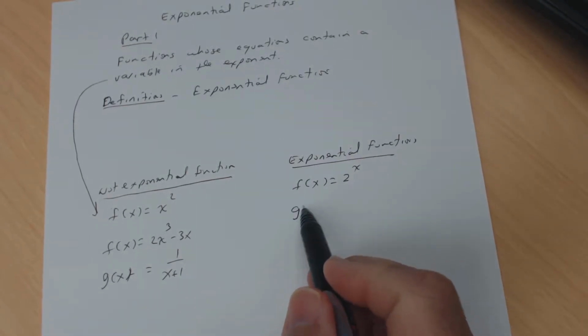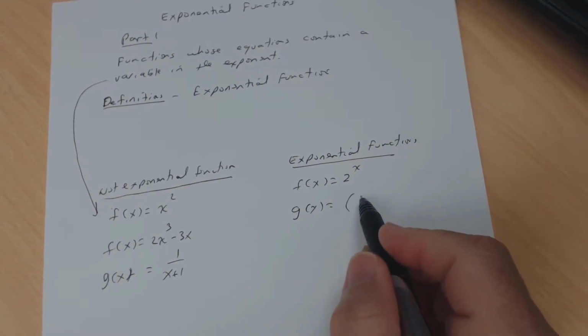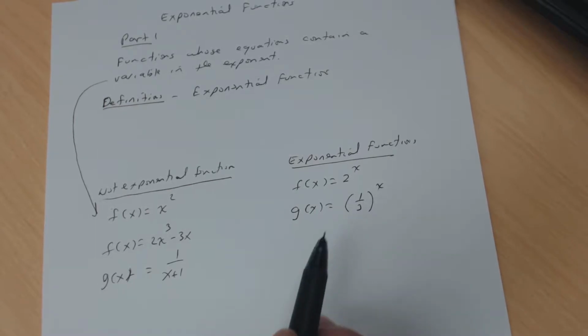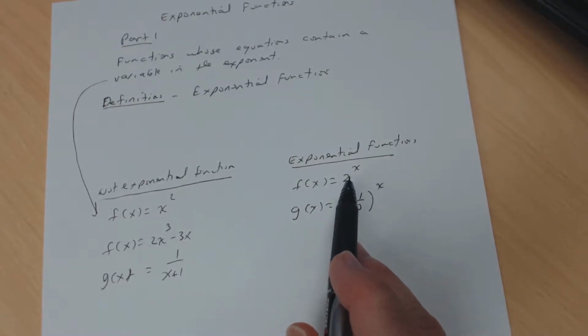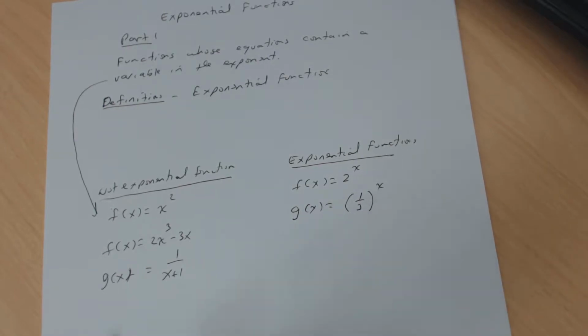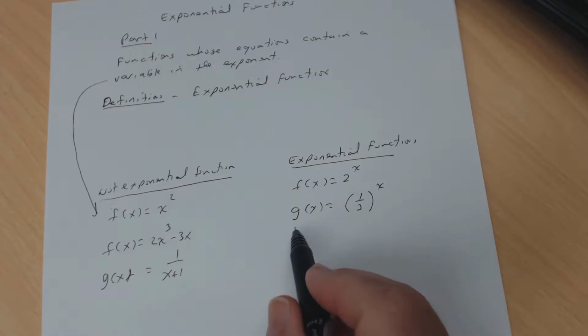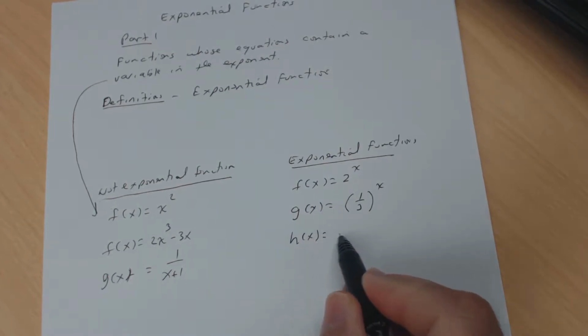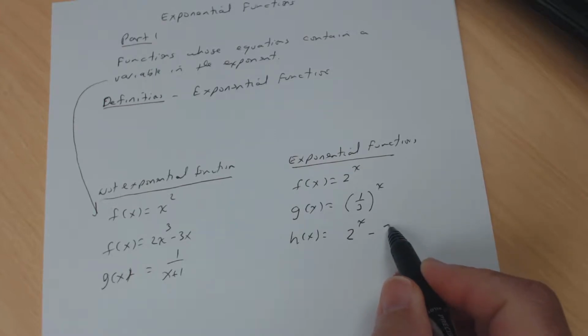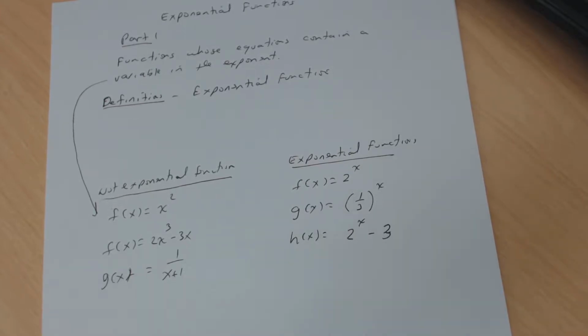So here's another example that you're going to deal with. Suppose we had 1/3 to the x power. Notice sometimes your bases are improper fractions, like 2 over 1. Sometimes your bases are proper fractions, like 1/3. These are all examples of exponential functions that you're going to have to deal with in the next lesson. For example, 2 to the x minus 3 is also an exponential function because the exponent contains a variable.